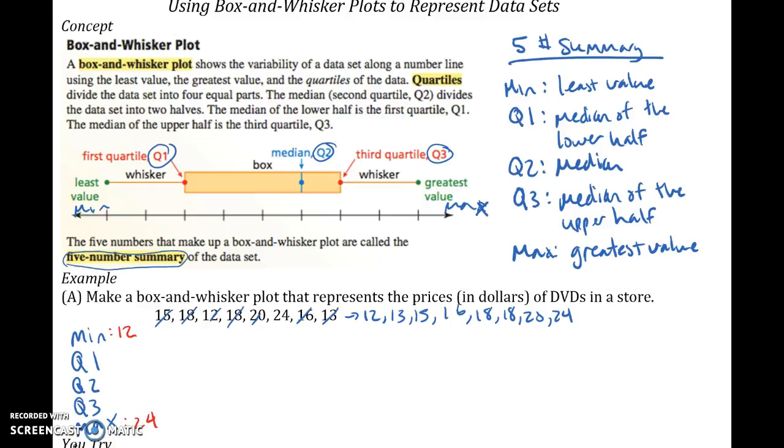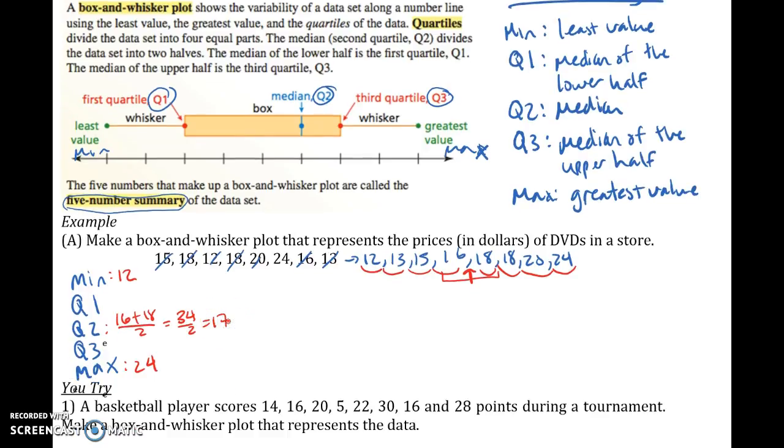Then what I want to do is figure out the middle. So I like to go ahead and do Q2 next. So what is my median? I'm going to count towards the middle. So 1, then 2, 3, 4, and we have an even number of points. So that means my median is going to use 16 and 18. So Q2 is going to be 16 plus 18 divided by 2, which is going to give me 17, right? 34 divided by 2 equals 17.